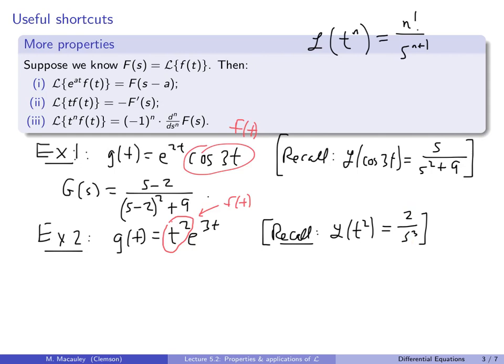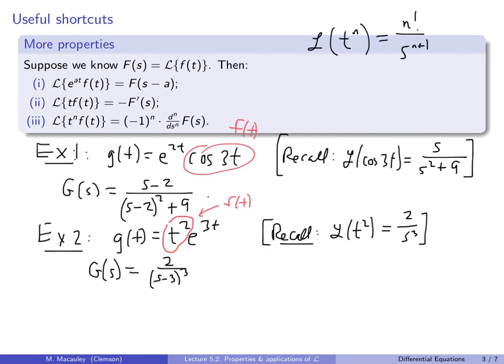So now, this first property says that the Laplace transform of this thing is just this function shifted by 3. So instead of s, plug in s minus 3. So capital G of s is 2 over, instead of s cubed, s minus 3 cubed. And that is our Laplace transform.